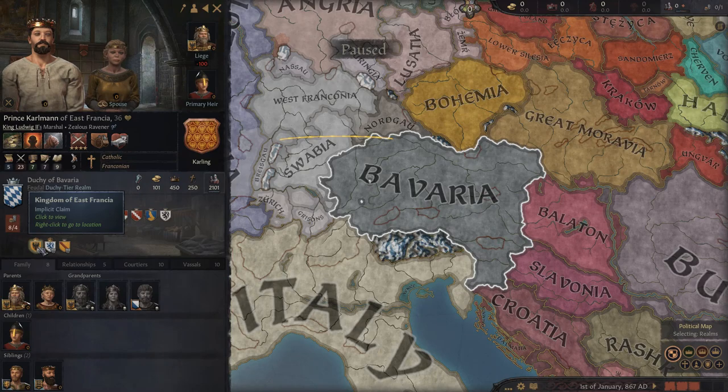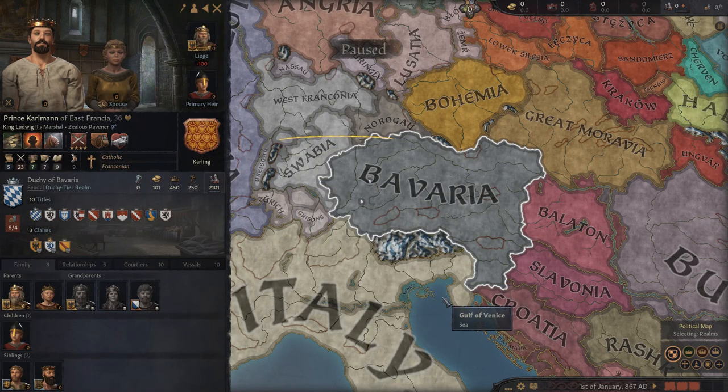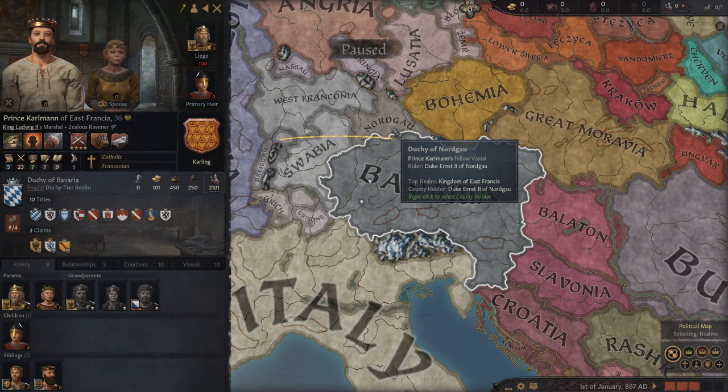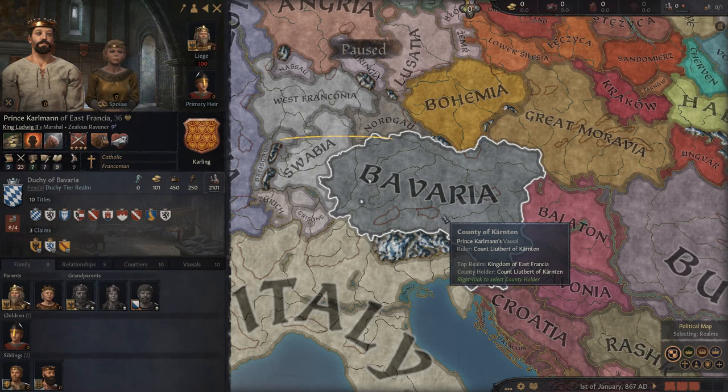His claims are East Francia, the Kingdom of Bavaria, and the County of Baden. So you do have a toehold here as well to kind of work on that. If I were you, I would expand within East Francia itself, but play the waiting game a little bit. Your father's not going to live forever.